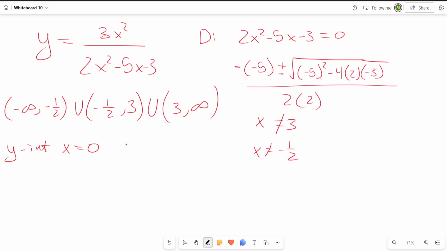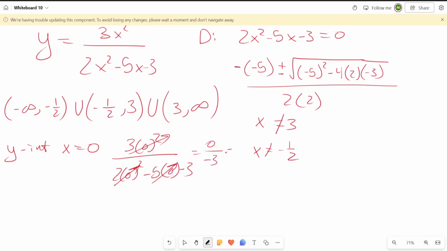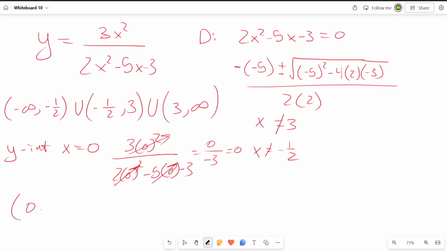My y-intercept is when I set my x equal to 0. So if x equals 0, this is going to be 3 times 0 squared over 2 times 0 squared minus 5 times 0 minus 3. So literally everything here is 0, and we will have a 0 over minus 3, which is equal to 0. So my y-intercept is going to be at the point (0, 0). My x-intercept is going to be when setting this whole y equal to 0. So basically setting the numerator to 0. So 3x squared equals 0, making x equal 0 as well. So my x-intercept is also (0, 0).